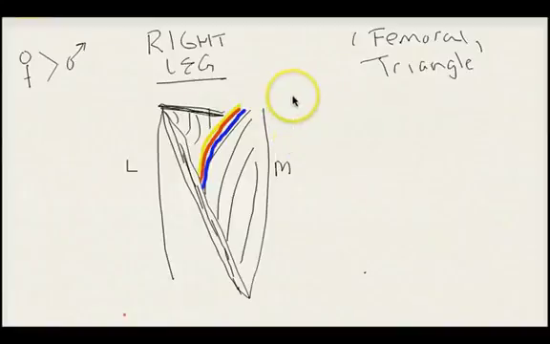Now, if we want to talk about the hernia, it protrudes in this region here. We have the pubic tubercle right around here, and the femoral hernia will protrude through the femoral triangle below and lateral to that pubic tubercle. So right in this region here.